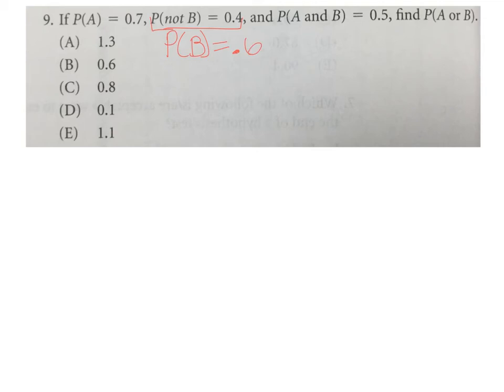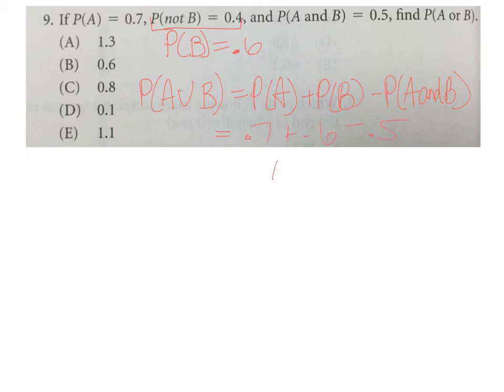0.6. So then we have our formula, the probability of A or B, oops, that's an and, or B is equal to the probability of A plus probability of B minus the probability of A and B. So this is 0.7 plus 0.6 minus 0.5, is 1.3 minus 0.5, which is 0.8. C.